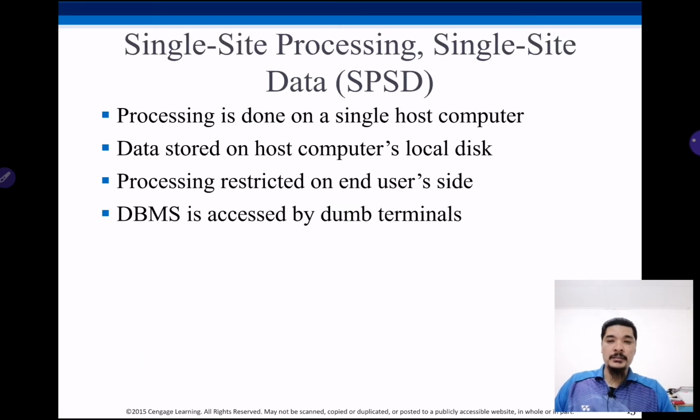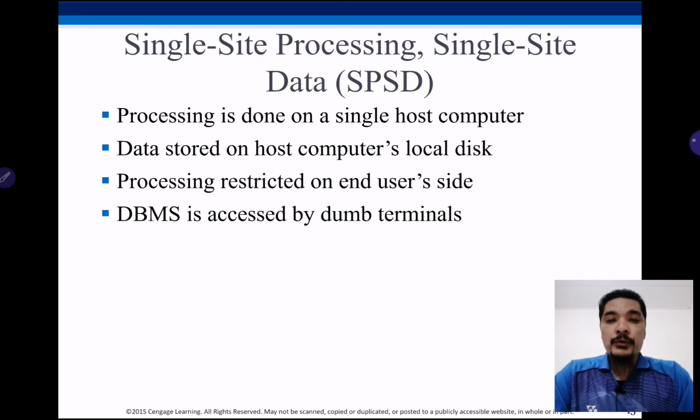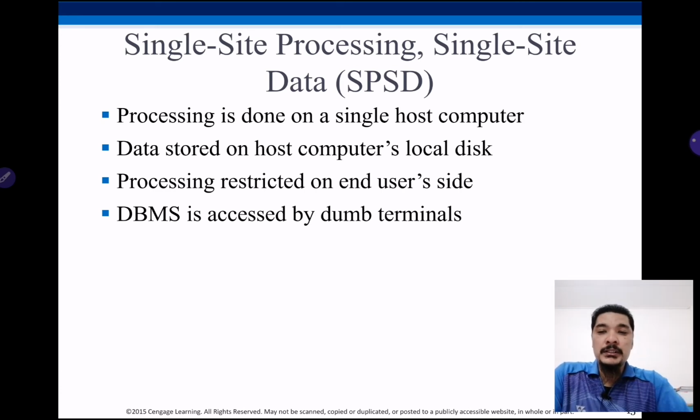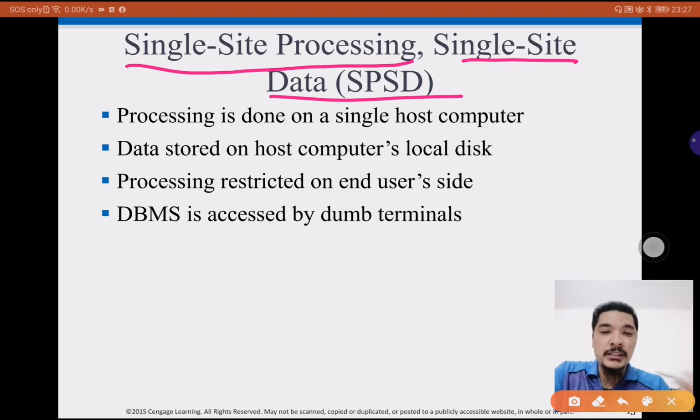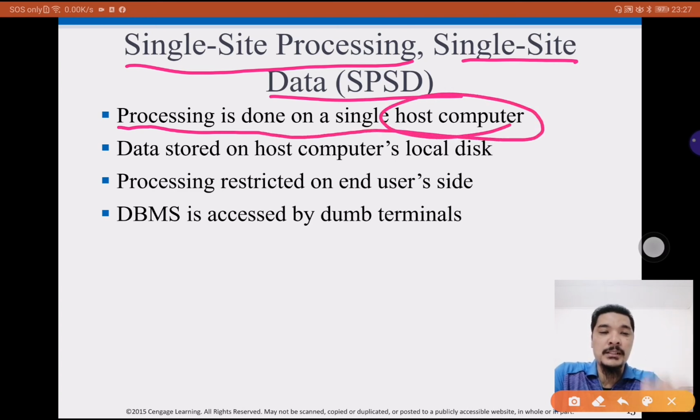Okay, the next one, single site processing, single site data. So for the distributed database management, number one, kita boleh put in a single site processing, single site data. Maksud dia, kita boleh letak kita punya data tadi on the single computer ataupun single host. So Seremban uruskan Seremban punya, Melaka uruskan Melaka punya dan sebagainya. Jadi kita tak letak dah dekat Shah Alam. So this is what we call single site processing, single site data. Processing is done on a single host computer, kalau Seremban, kalau Melaka dan sebagainya.